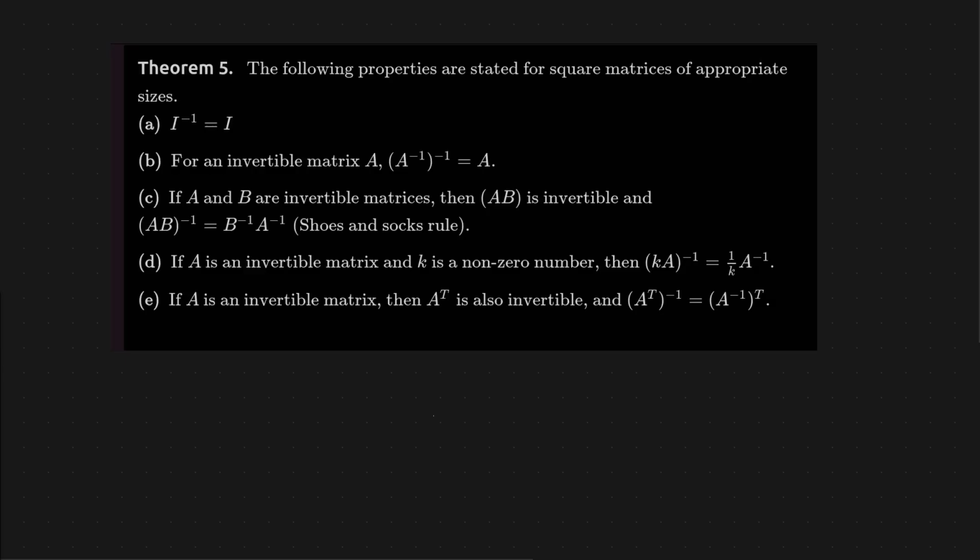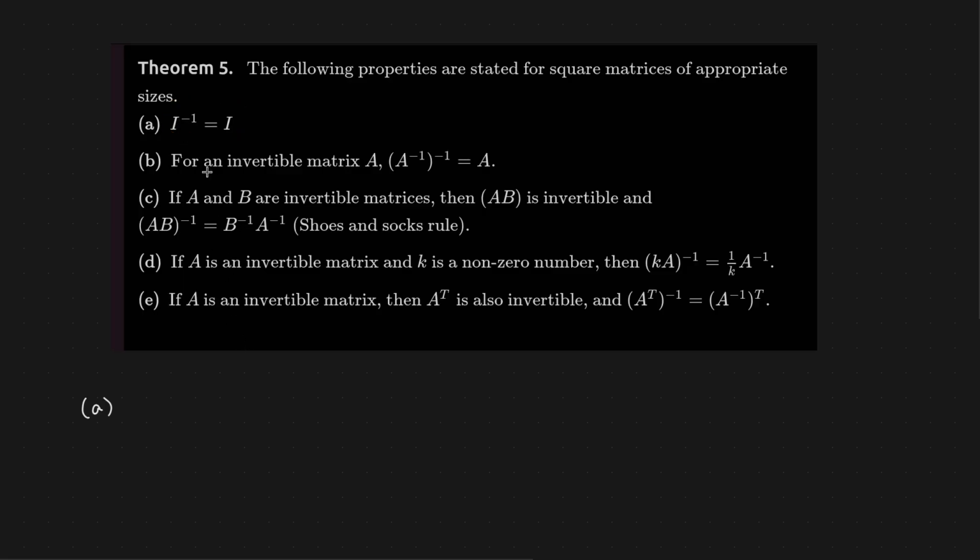Let's take a look at some of the properties of inverse matrices, okay? So we're assuming we have square matrices of appropriate sizes. That means they're square and they're all the same size so that you can multiply them together, okay? And let's prove each one of these.